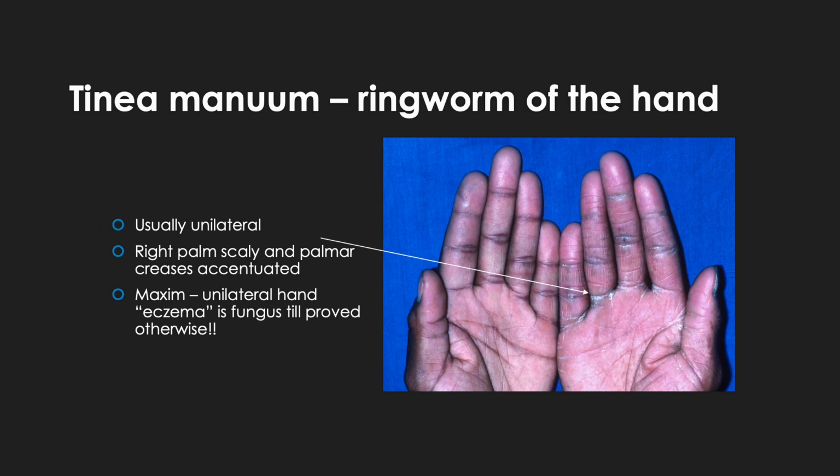So here you can see the fungal infection of the palm, so that the right palm is the affected palm. You can see that there's superficial scaling and accentuation of the skin creases. The left palm is unaffected. So remember the maxim: unilateral hand eczema is fungus till proved otherwise, because this obviously is a mimic of hand eczema. Unilateral hand eczema, fungus till proved otherwise.